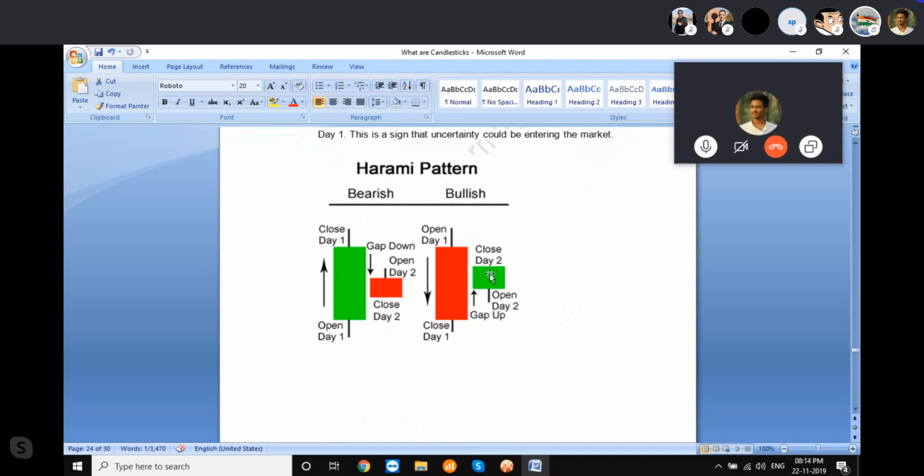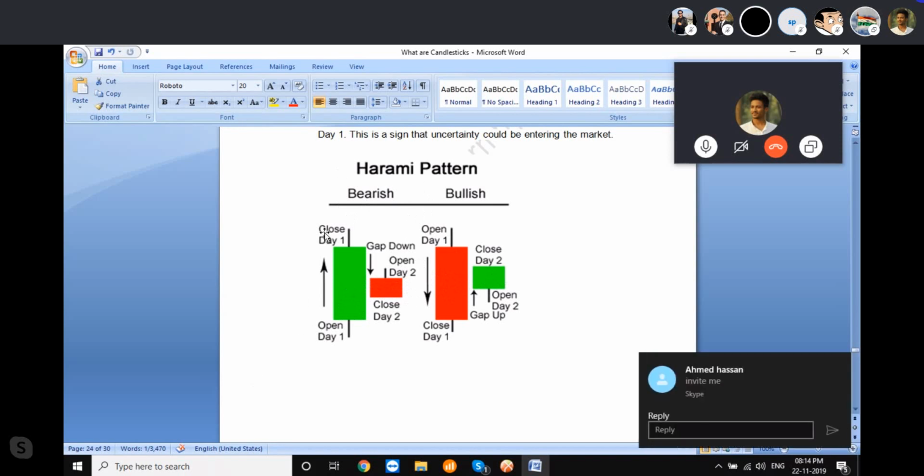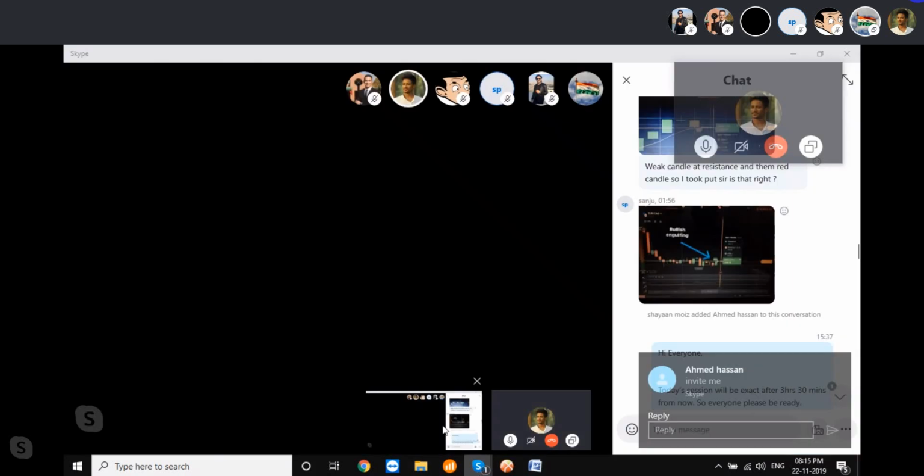So first have a look at the candlestick. This is a bearish harami and this is a bullish harami. I'm talking about the bearish harami first. What happens? Bearish harami means the market is totally up, the direction is up. What happened?